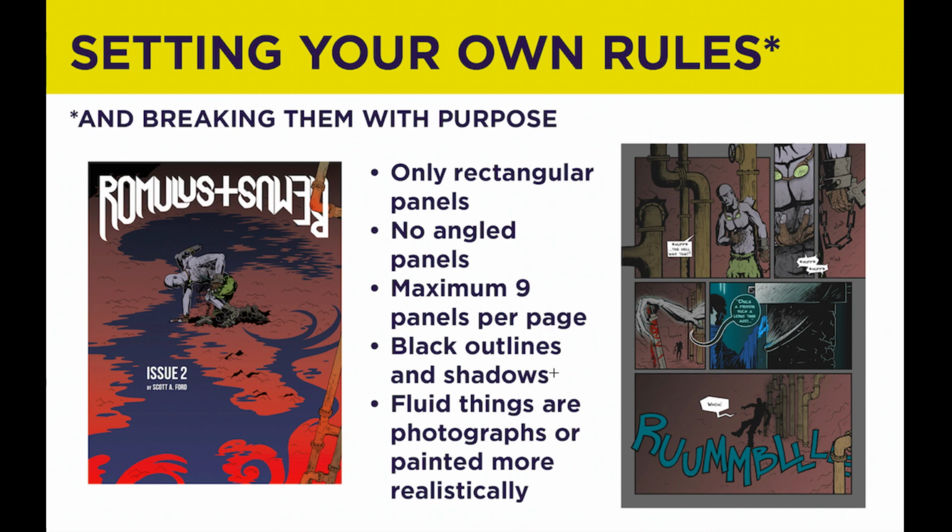Black outlines and shadows. Again, more on the artwork side of things. And then fluid things are photographs or painted more realistically. So again, similar to my rules with Arcland, I wanted characters and objects and environments to be outlined in black and have stark black shadows, but then more fluid things like smoke, fire, atmospheric effects like that. I actually tried collaging digital photos, as well as trying to paint them more realistically so that they seem kind of different from the rest of the artwork.